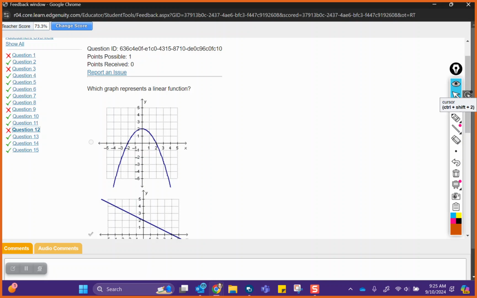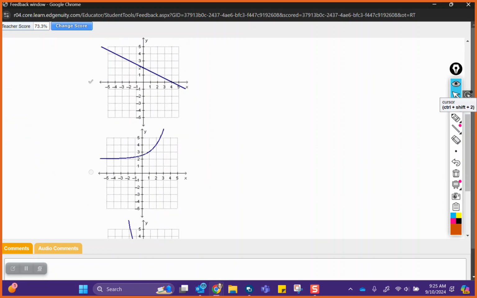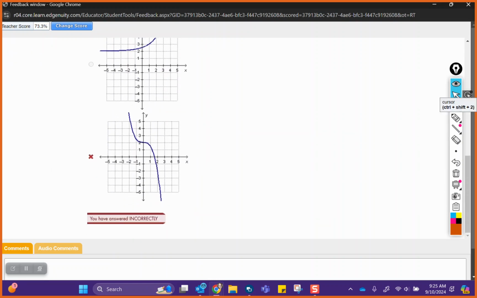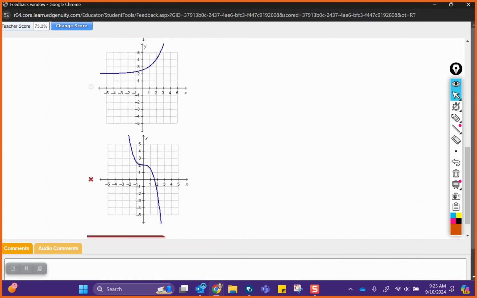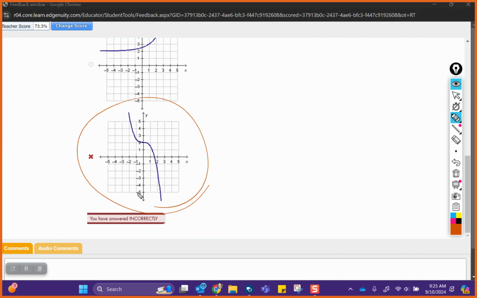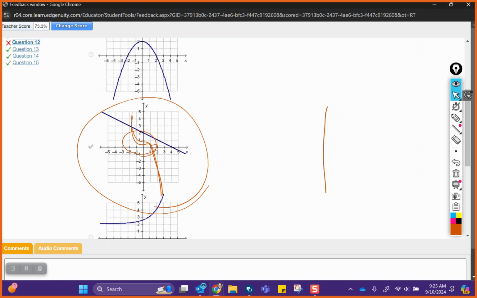And then the last one you missed, it says which one is linear. Remember that linear functions are straight lines. So the one that you selected here, this is not a straight line at all. It's got a curve here. It changes slope within it. And then the right answer is this one here.